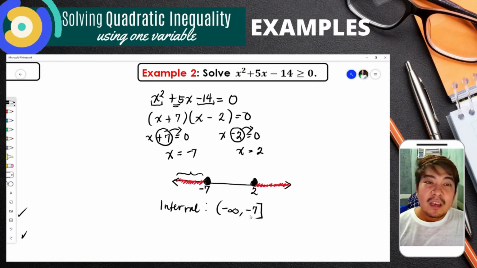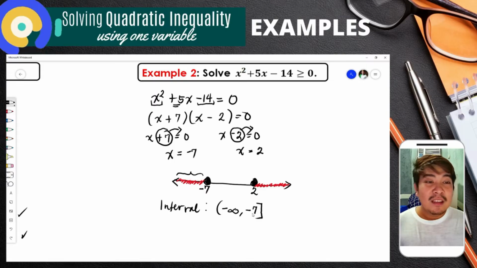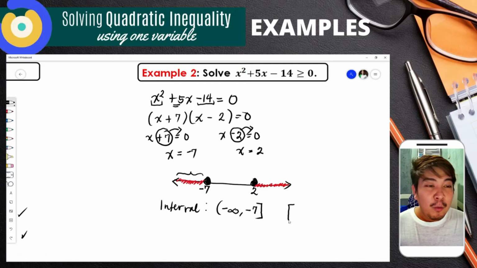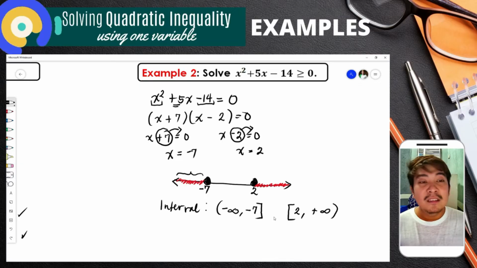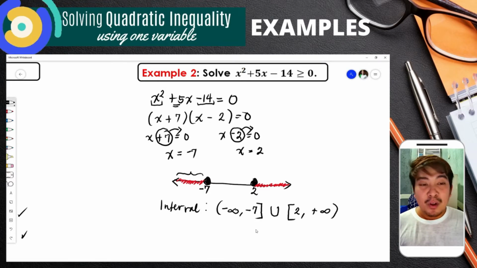A bracket is used if the critical point is included in the solution set. Okay? And then the other one, we have an open bracket, the second critical point which is 2, comma, positive infinity, and then close parenthesis. Since we have two intervals, we will be adding the union symbol.